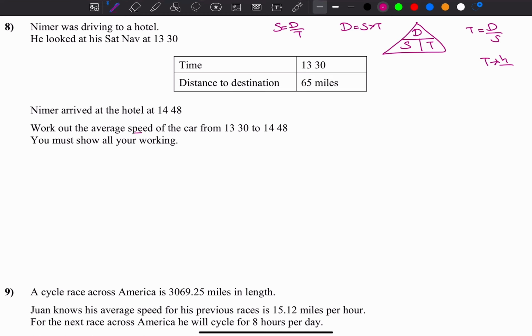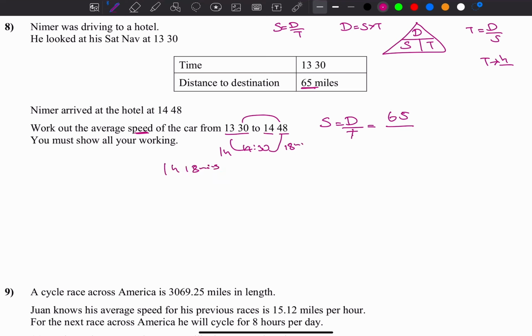Work out the average speed. Speed formula: speed is equal to distance divided by time. What is the distance? 65 miles, divided by the time taken. Well, he went there from 13:30 to 14:48. 13:30 to 14:30, that's 1 hour. Then 14:30 to 14:48, we've got 18 minutes left. So it's technically 1 hour 18 minutes.